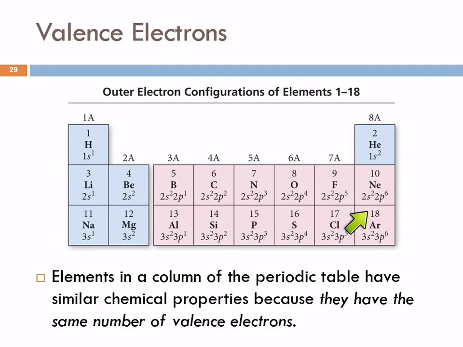We look over here at the noble gases. Well, let's look at these guys first. Let's look at the halogens. Fluorine: 2s2, 2p5. That's 7, right? Chlorine, 3s2, 3p5. Again, 7, and it's in group 7A. It's not a coincidence.